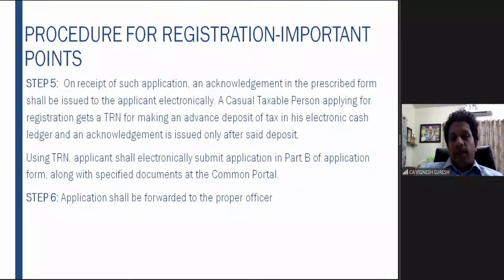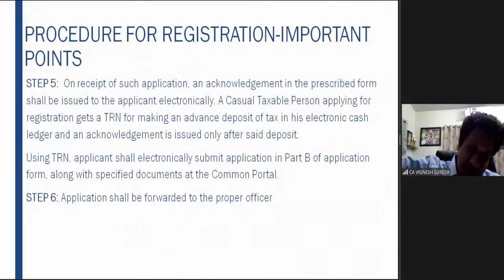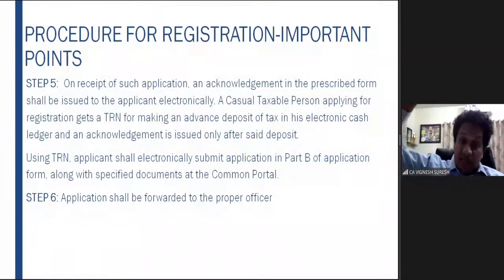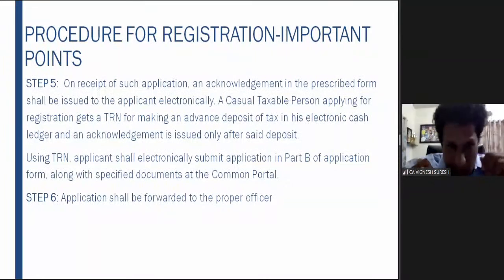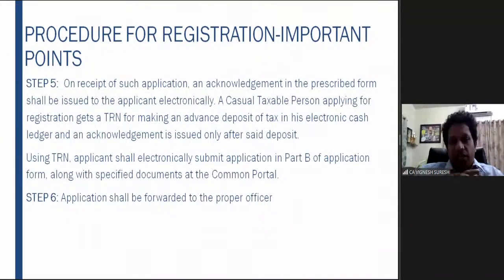Once the application is received, an acknowledgement in the prescribed form, the ARN number, is generated for the regular person who is opting for regular registration. In case of a casual taxable person, he will get the TRN for making the advance tax. He has to make an advance deposit of tax. After he makes the advance tax, only then the ARN, that is the acknowledgement reference number, is generated for the purpose of the GST registration. Then using the TRN, all the prescribed documents will be filed in part B.